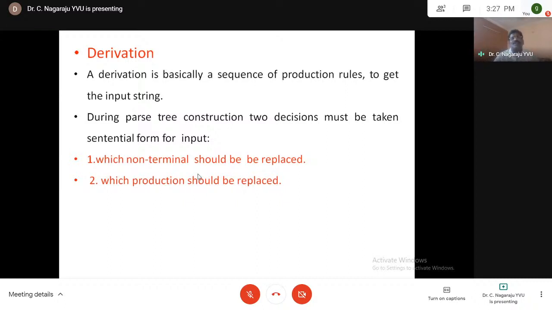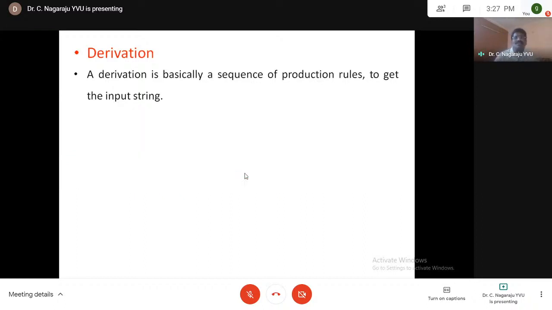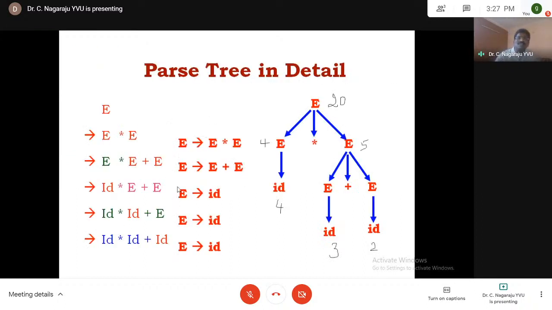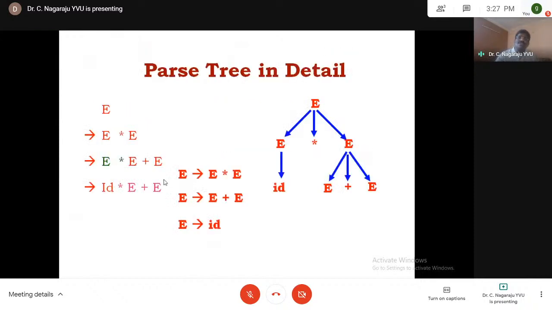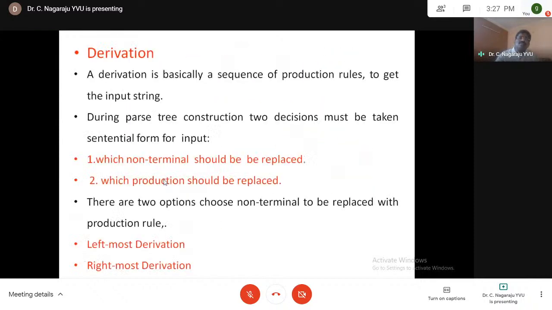Blindly you can draw the parse tree. But you have to be good at the selection of the non-terminal, and then the production to apply. The same non-terminal may have any number of productions. For example, E is a non-terminal, and here E has 1, 2, 3, 4 productions. So which production you have to choose is also very, very important.